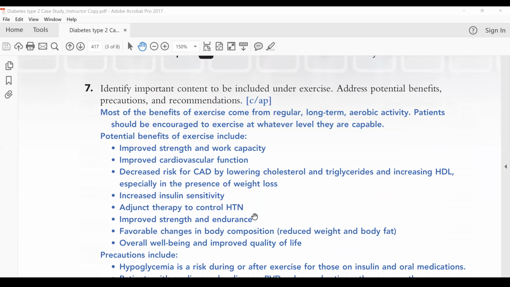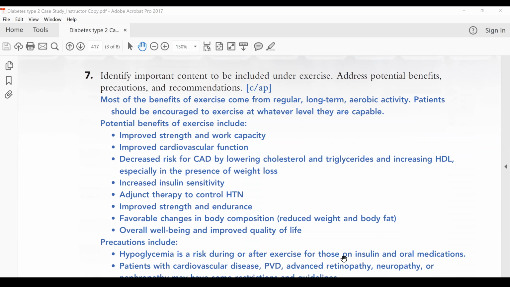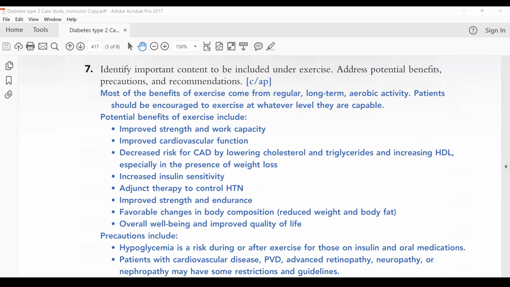All right, but here are the problems. Hypoglycemia after exercise or during exercise for those that are on insulin or oral meds. Patients with cardiovascular disease, PVD is peripheral vascular disease. We talked about the retinopathy, the neuropathies, or nephropathies. So that's in the kidneys, right? So they may have some restrictions. Earlier, someone mentioned that they had early signs of kidney compromise, and that is true, with the creatinine being 0.9. So let me tie that in.